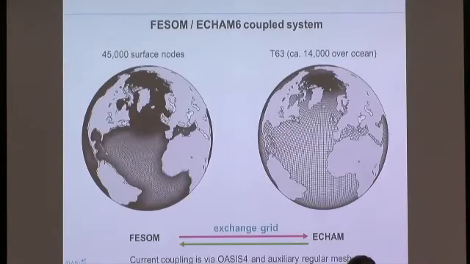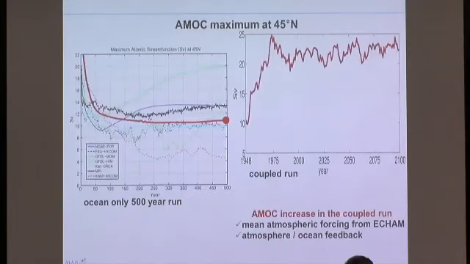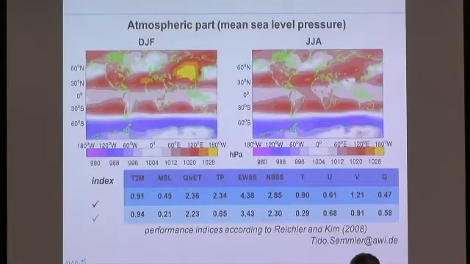Finally, I would like to say that we currently have a coupled system where FESOM works together with the ECHAM6 model, and we are doing a lot of different tests now to see where we are. So it's one example with meridional overturning. We see that sometimes we are getting regions with much larger overturning in the coupled system, and we are looking at, as I said, different indices. This is work that is done by Tido Semmler from our institute, and in some respects we are okay. In some respects we still need to look into our bulk formulas and parameterizations.